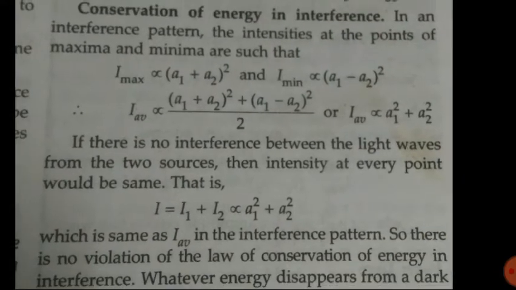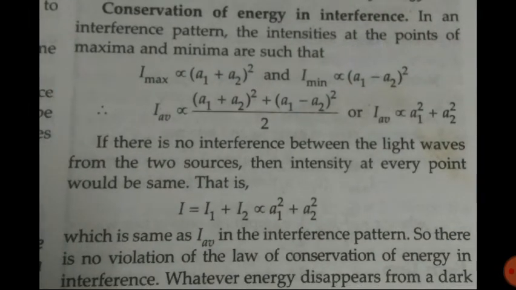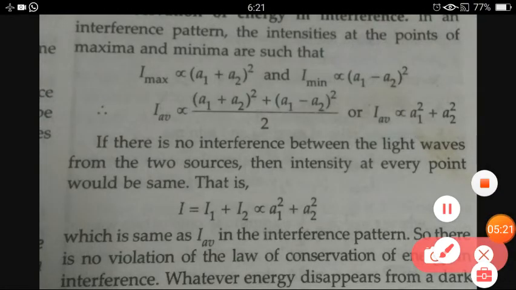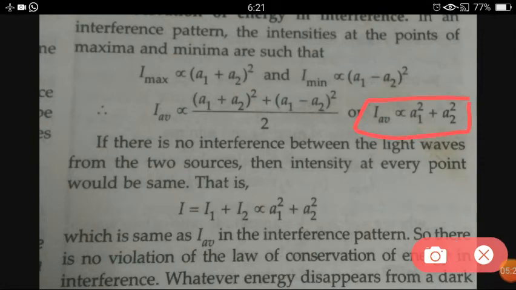Then suppose there is no interference between the light waves from the two sources, then the intensity at every point would be the same, okay. So intensity I equals I1 plus I2. Here in this first case, we have assumed that interference took place. In that case, we get I average, that is the average intensity, as A1 square plus A2 square.